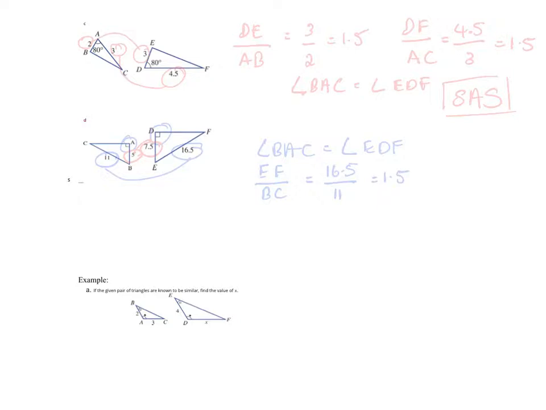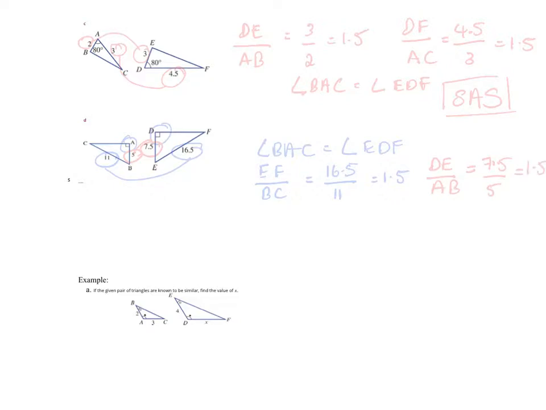So what do I get when I do that? I've got side D to E, bigger triangle, divided by side A to B. D to E is 7.5. And what is A to B? That is 5. Divide that up and you get 1.5.